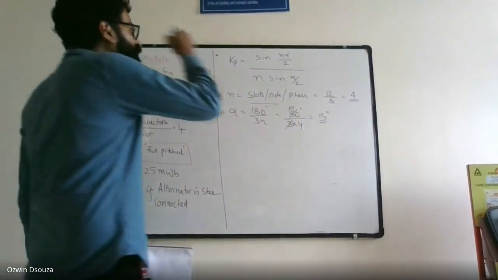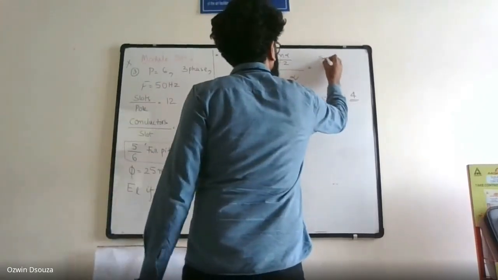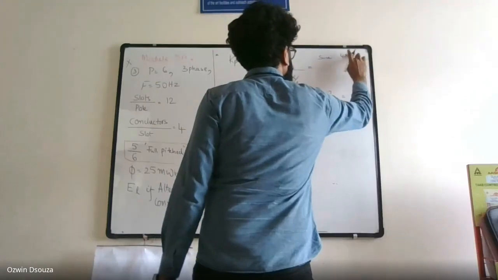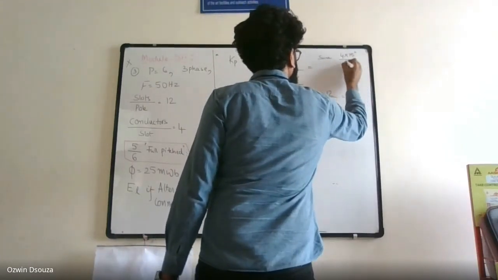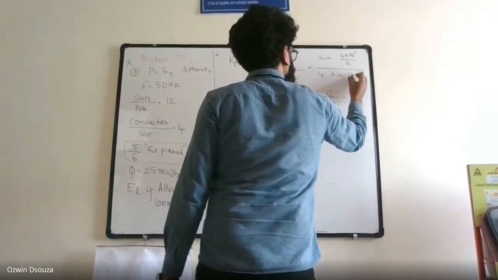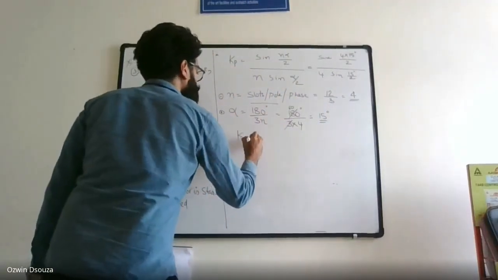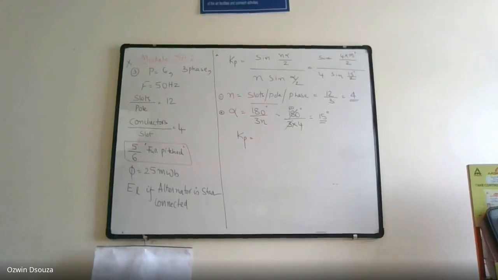So once you have alpha, you can find out the Kp value. So sine 4 into 15 divided by 2, divided by 4 into sine of 15 degree divided by 2. So how much will you get for the Kp value? Did anyone calculate Kp? 0.957.